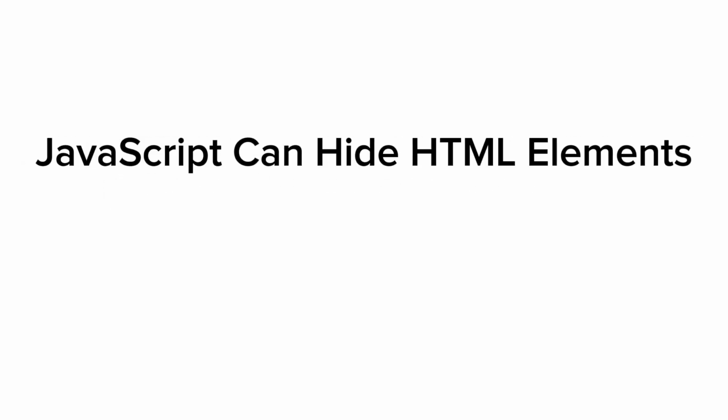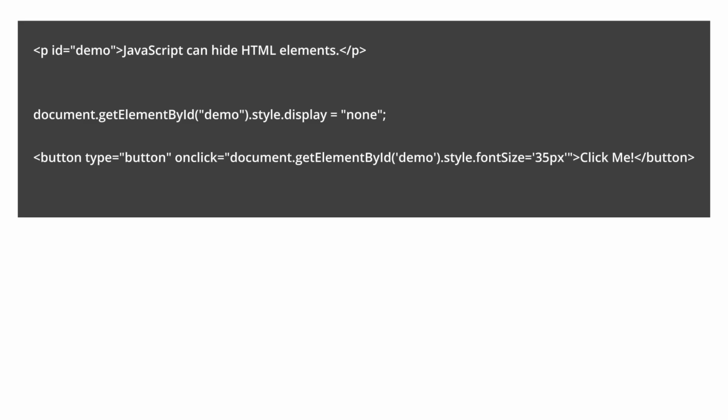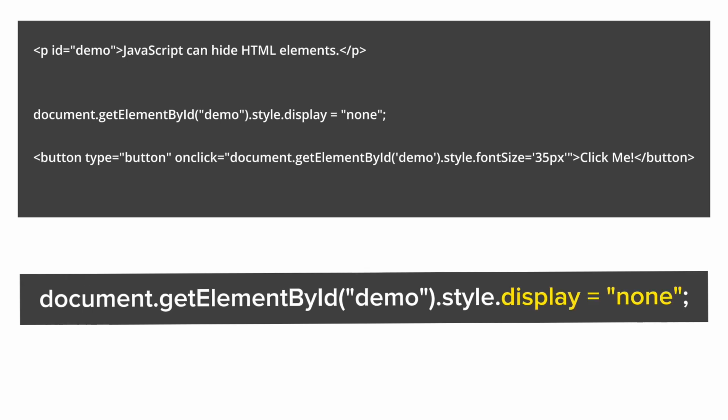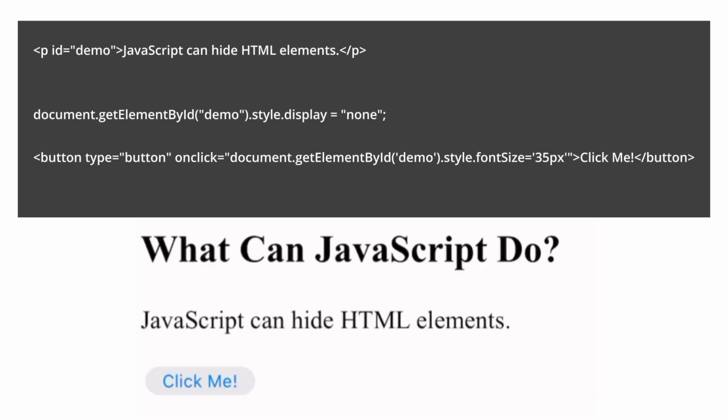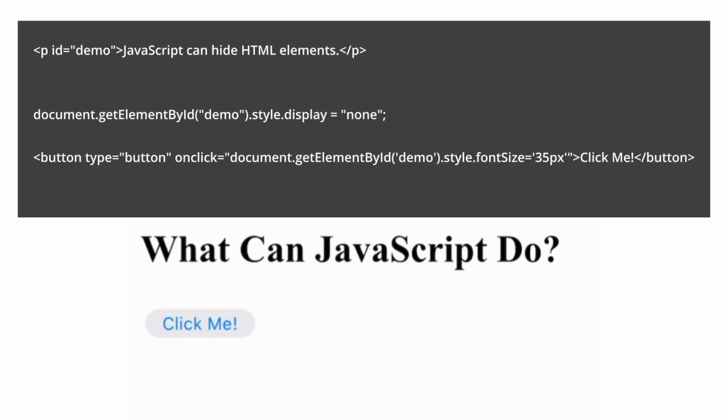The next thing we are going to learn is how to hide HTML elements with JavaScript. Here is the example. Hiding HTML elements can be done by changing the display style into display none, and that's it. Here is how it works. When we click on the button, the p tag is set to be hidden, and we cannot see the p tag anymore.